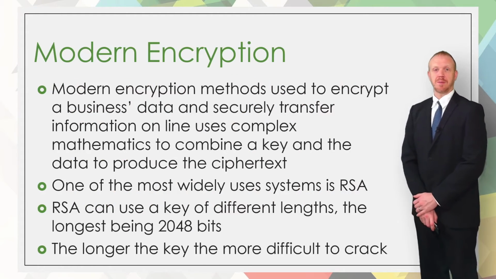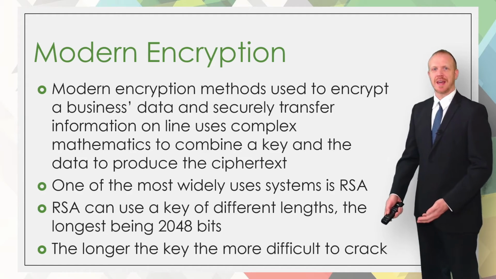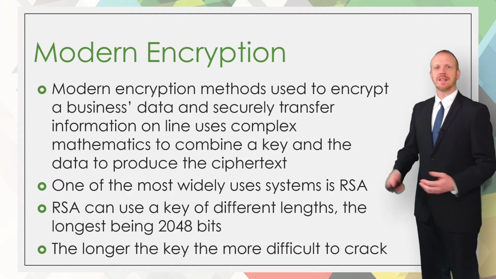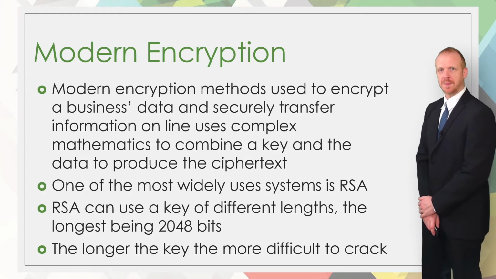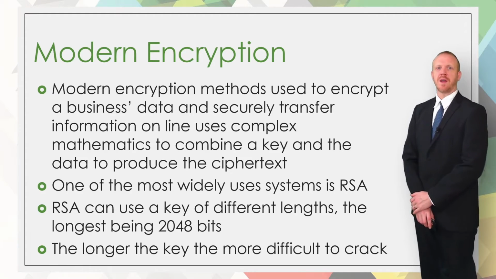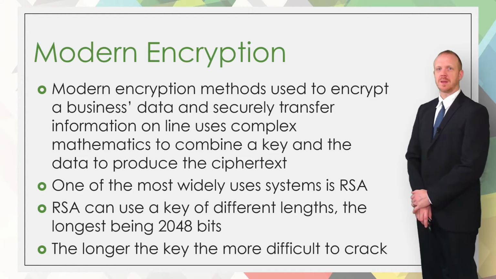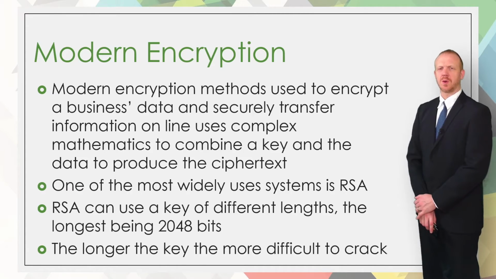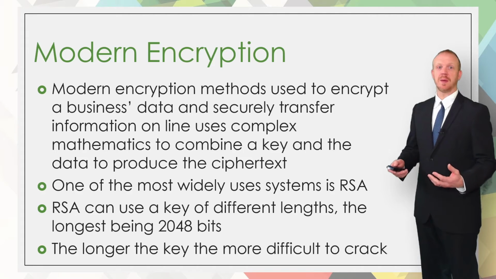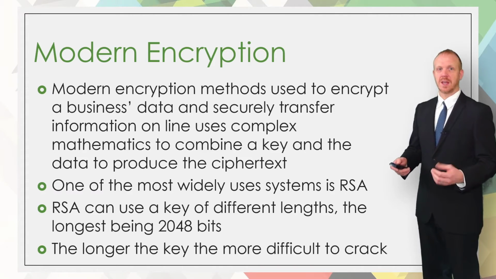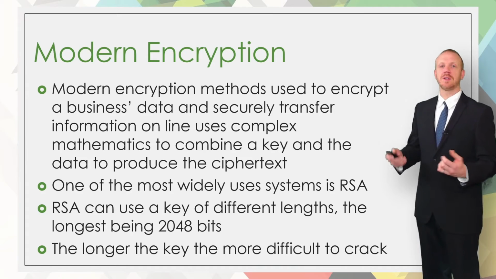Now, modern encryption obviously doesn't use systems like that. Those are historical ones, there to give you an idea of how encryption can work. Modern encryption obviously uses very complex maths to make computer data unreadable. One of the most widely used systems is called RSA. Now, RSA can use a key of different lengths, the longest being 2048 bits. Now, the longer the key is, the harder it is to crack.